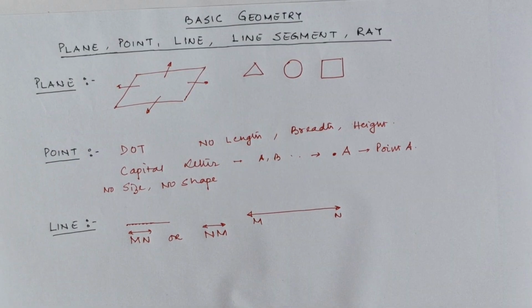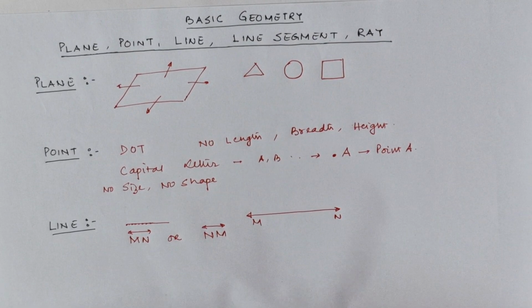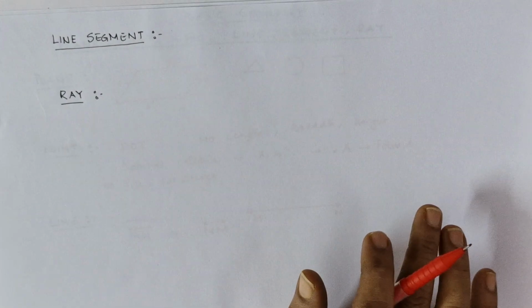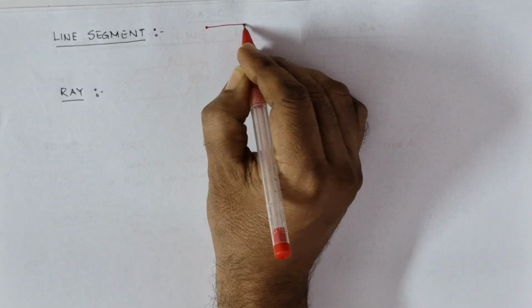Got it? So let's come to line segment. In the real world, we generally do not deal with lines of infinite length. We want something which is finite. So let's come to a line segment. A line segment has a fixed length. So we represent it in this way, right?